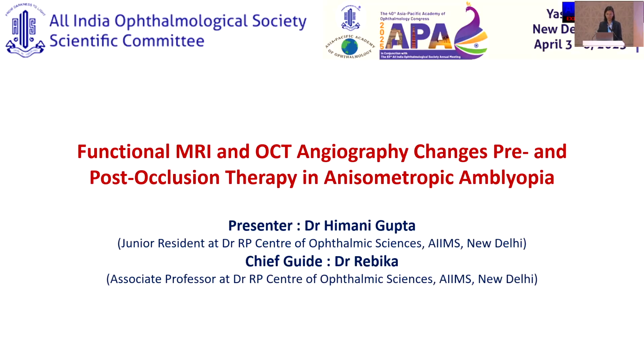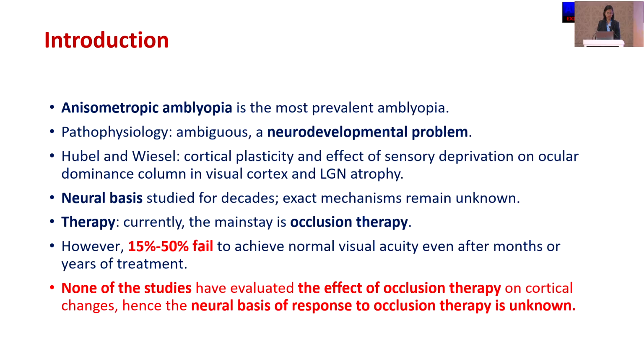Good afternoon all. I'll be presenting on anisometropic amblyopia, the functional MRI of the brain and OCT angiography of retinal vessels, pre and post occlusion therapy. Currently occlusion therapy is the mainstay. However, 15 to 50% fail to respond to this therapy, and none of the studies have evaluated the effect of occlusion therapy on cortical changes. Hence, the neural basis of response to the occlusion therapy is unknown.